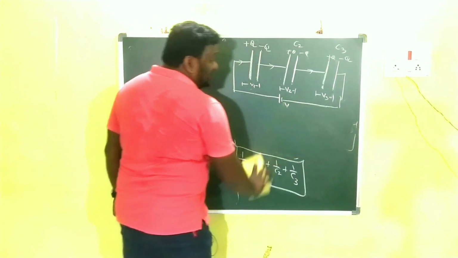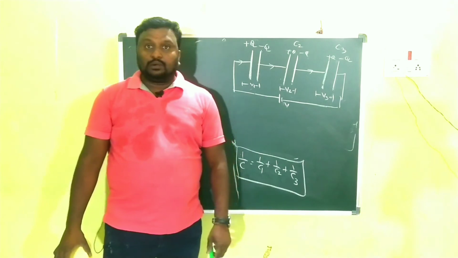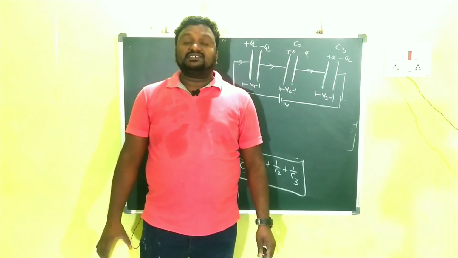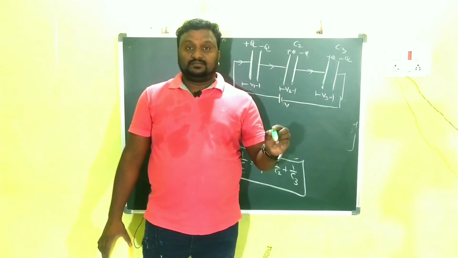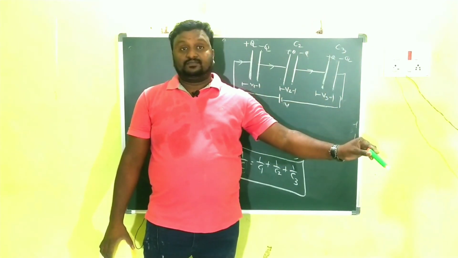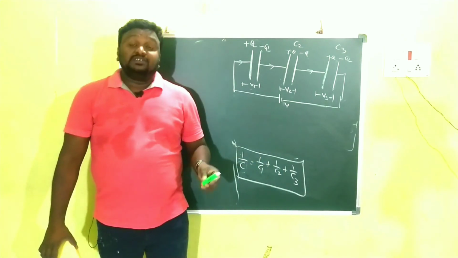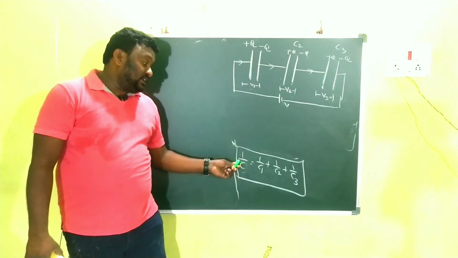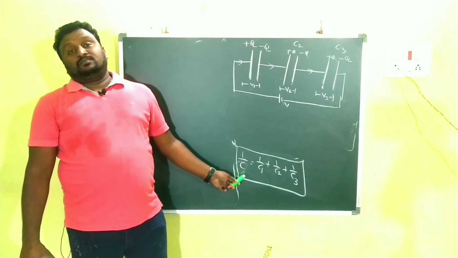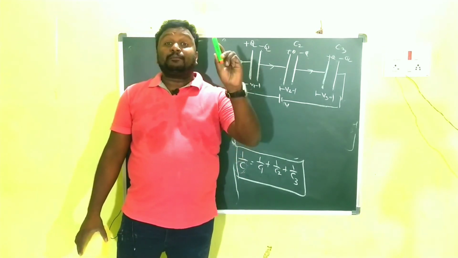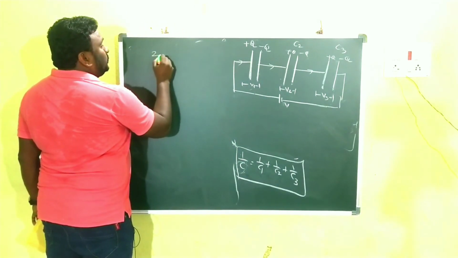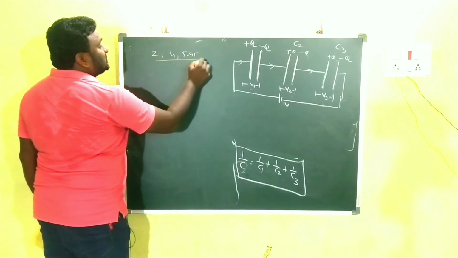Children, in this case you have to observe the equivalent capacitance. The equivalent capacitance is smaller than the smallest value in the combination of capacitors. Clear? In a series combination, the equivalent capacitance must be less than the least value of capacitance of a capacitor in that combination.